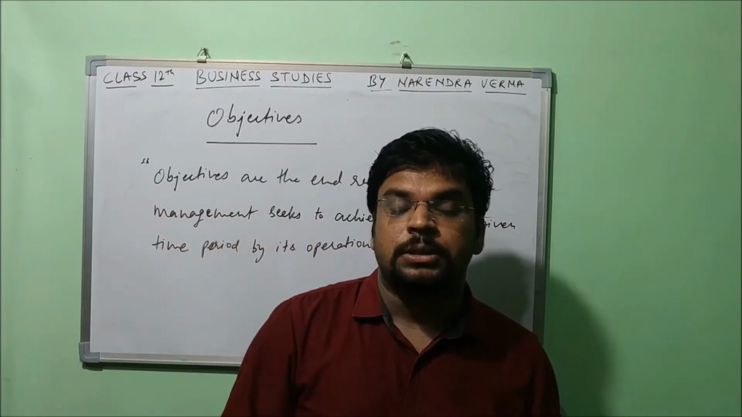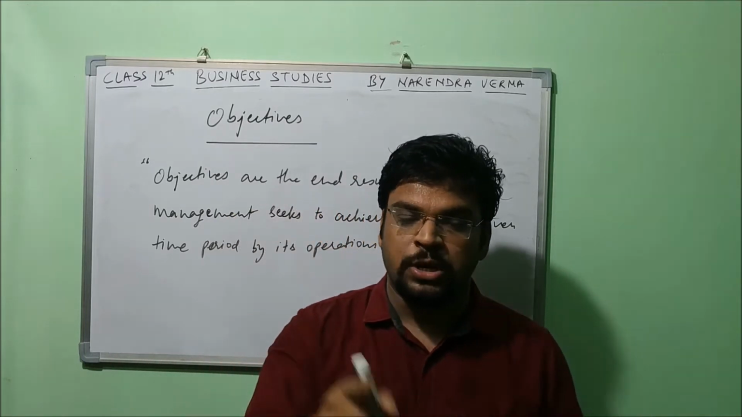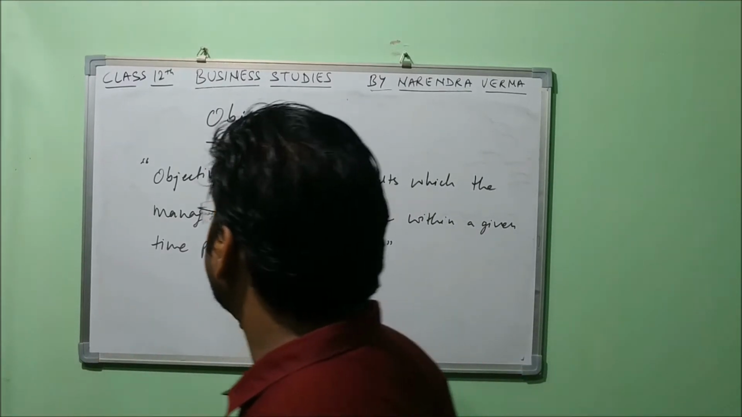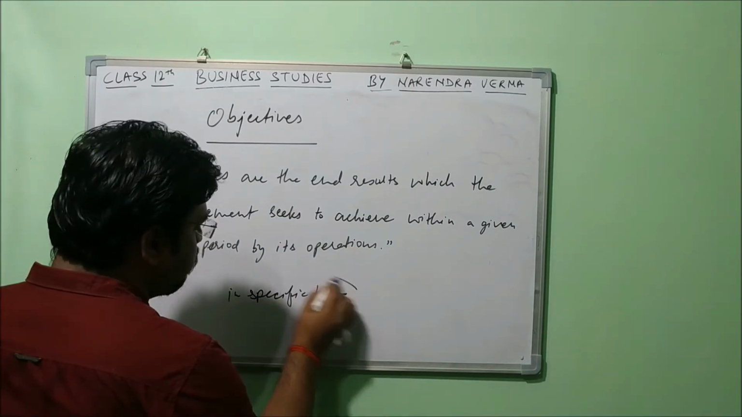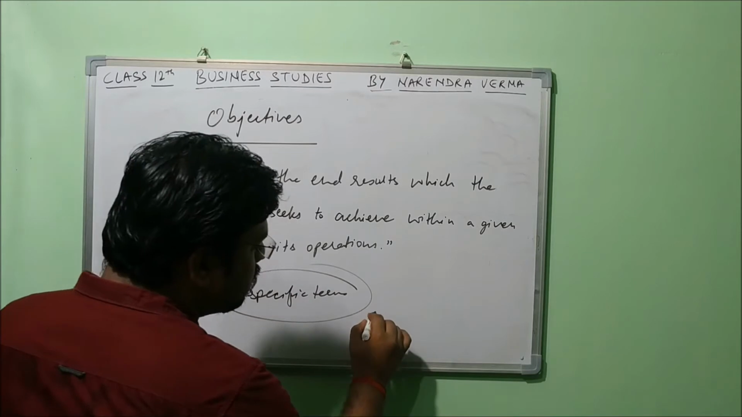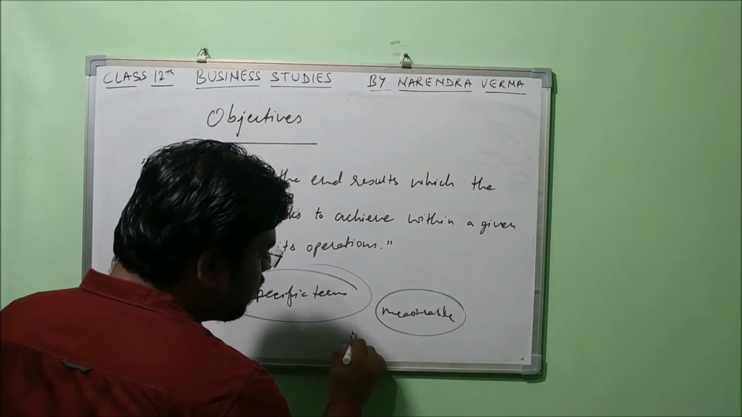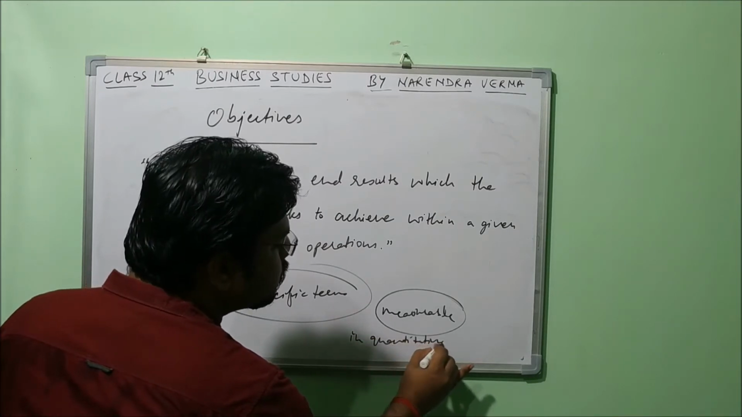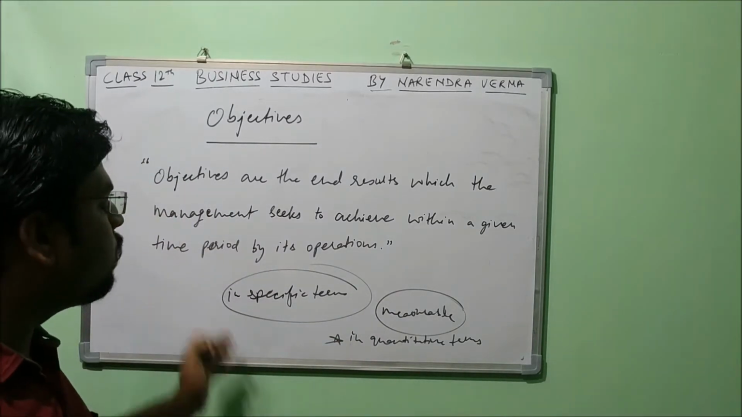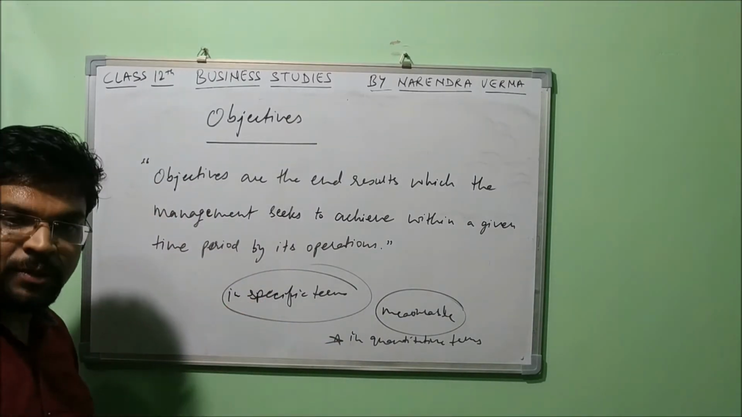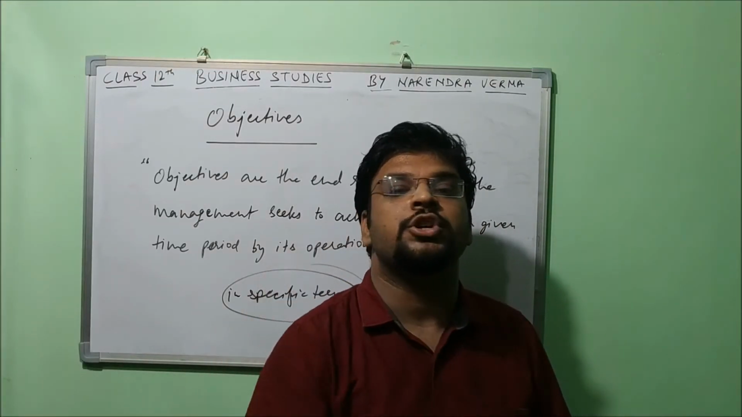Understood? One more thing I would like to add here, which is very important. Last time also I told you, one more time I am telling you, that these objectives should be in specific terms. Specific terms, what does it mean? These need to be measurable, measurable in quantitative terms. That is very important. The objectives must be in specific terms. Specific terms means these must be measurable in quantitative terms.